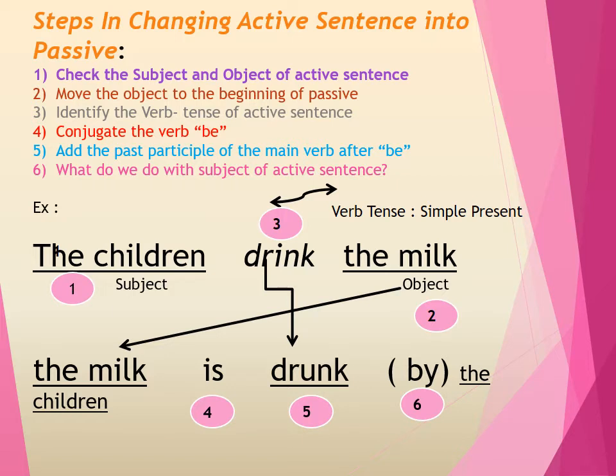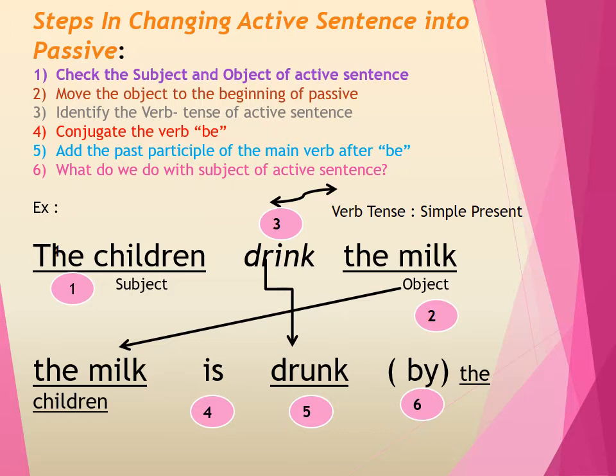Since the active sentence is in simple present tense, in passive voice the to be that we choose is "is", because "is" is for singular. Remember that to be in simple present are is, am, are. Okay, the fourth step is conjugate the verb be. We already conjugated the verb be here, we use "is".